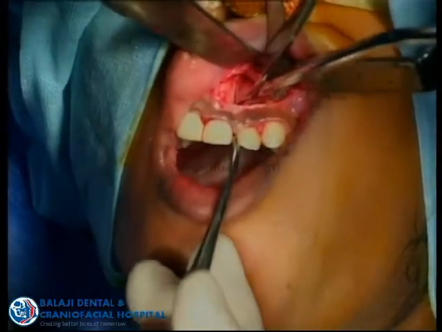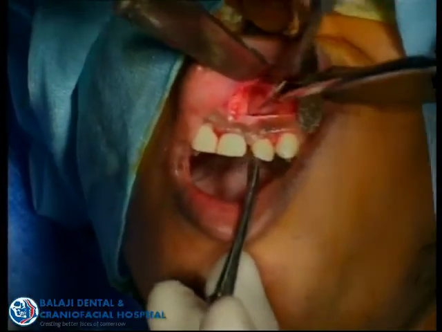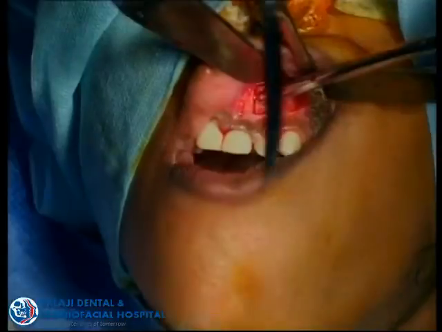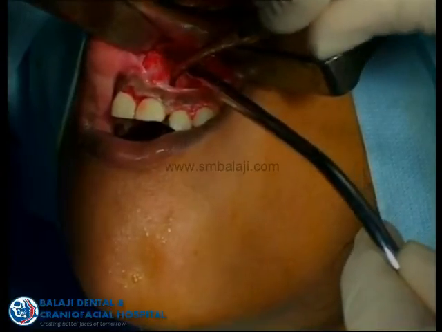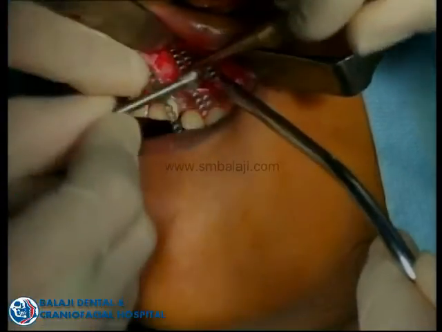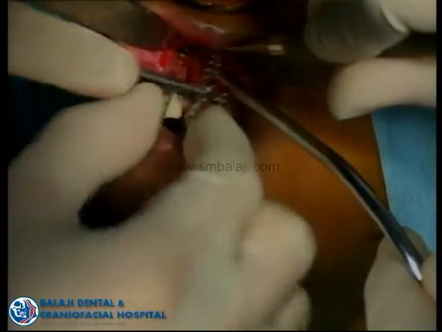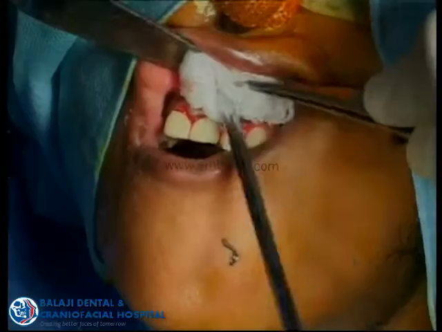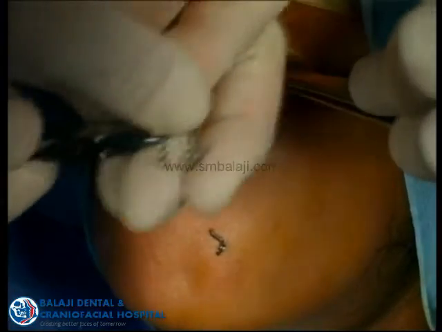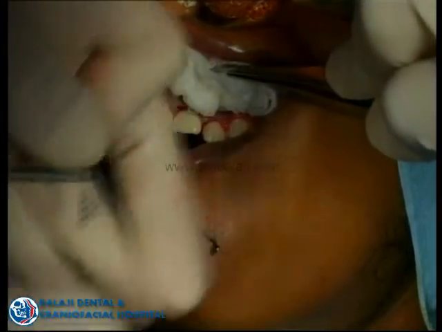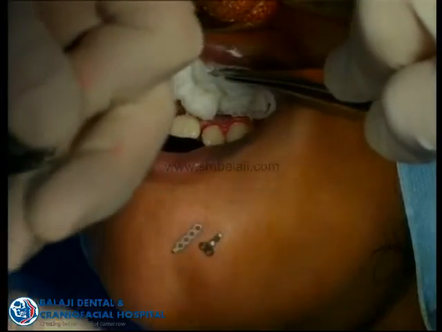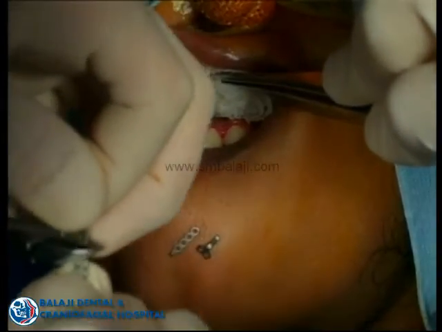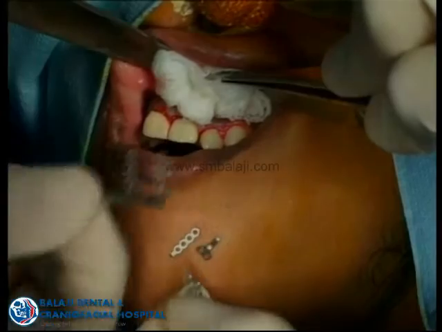I am using an osteotome. So these two central incisors with the segment of bone will be distracted to the opposite side. You can see that. Yes, now planning for a distraction. You can see me using a tiny distractor. I have broken the pieces on the opposite side. I'm using only one side of the distractor.